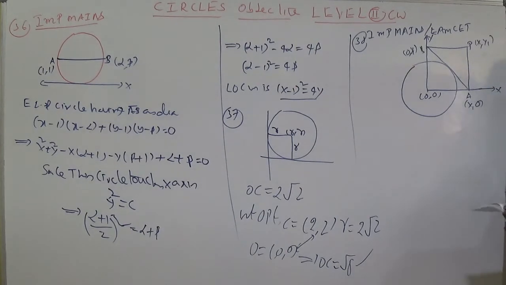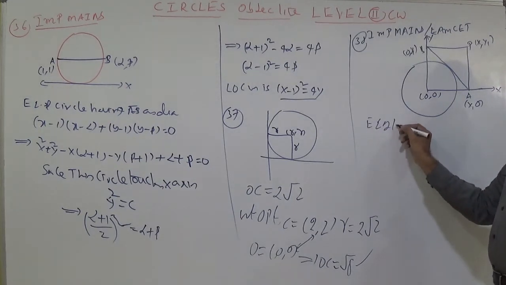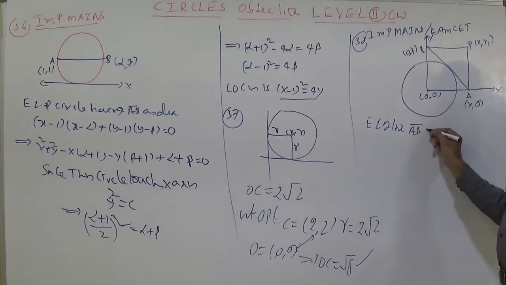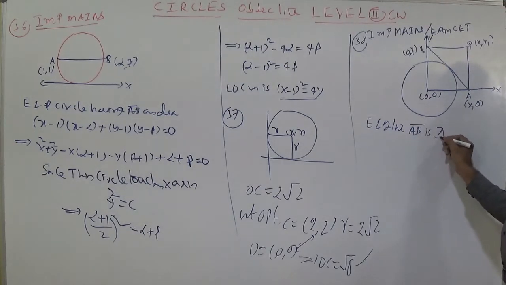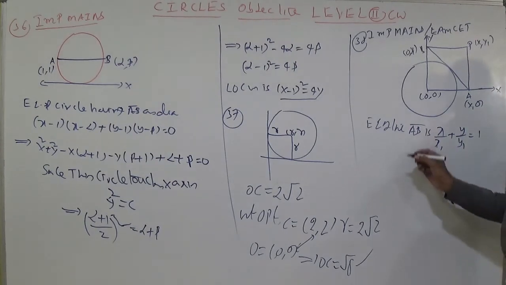If you take that as the locus point, this is (x1, 0), this is (x1, y1), and this is (0, y1). So whenever it is P (x1, y1), you can say this is (x1, 0) and (0, y1). So you can write the equation of line AB in intercept form. The formula is x/a + y/b = 1. You can write here x/x1 + y/y1 = 1.